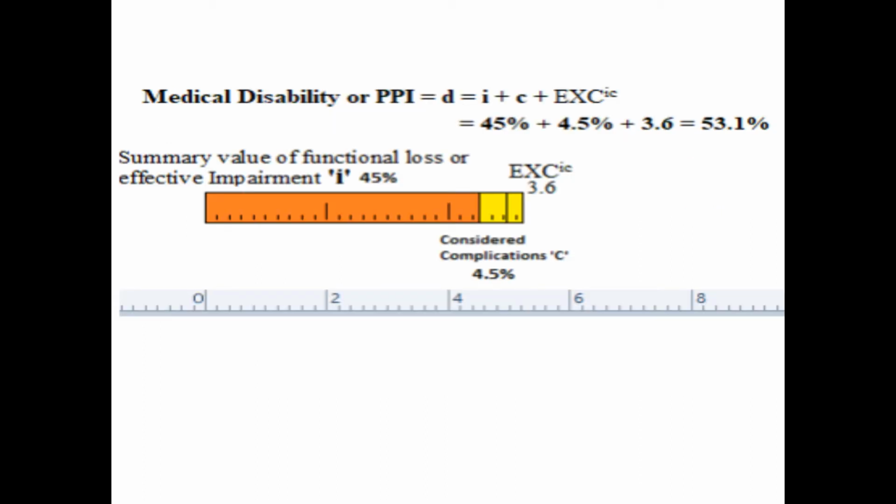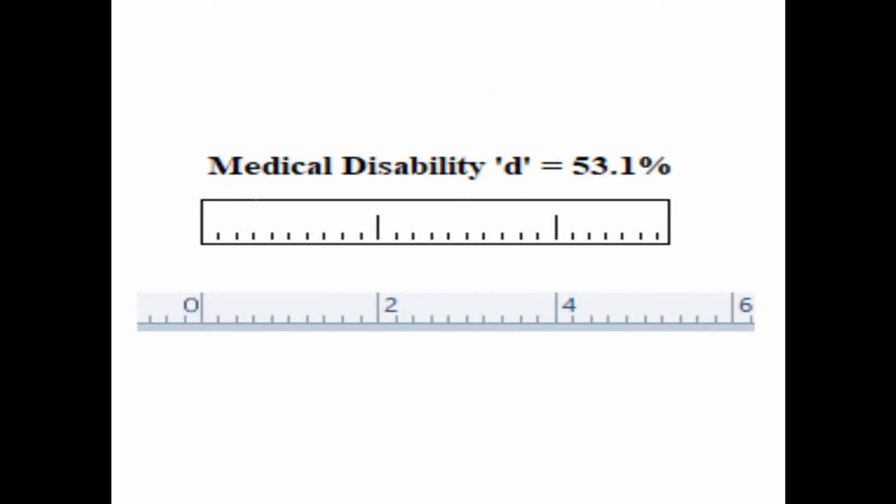In the last step, we have to add I and C to get the total medical disability or PPI. In this final stage, we also have to add the extent of complications due to unlisted independent complications like shortening and dominant hand. Here, summary value of functional loss I is 45%, considered complications C is 4.5%, and the extent of complications due to independent complications EXEIC is 3.6%. Finally, it becomes a medical disability of 53.1%. That completes the gross or whole picture.